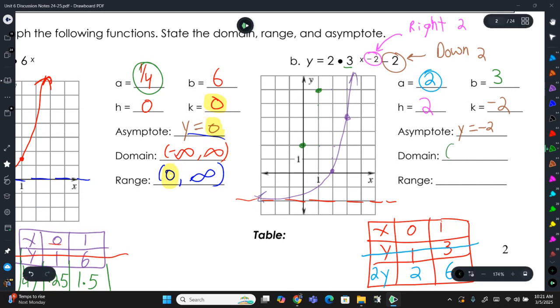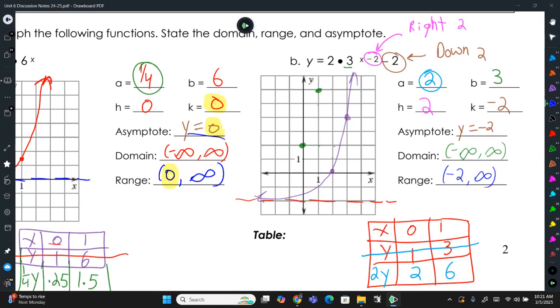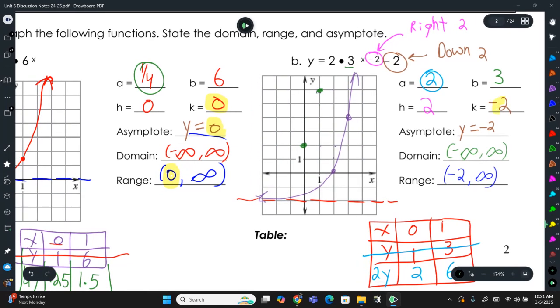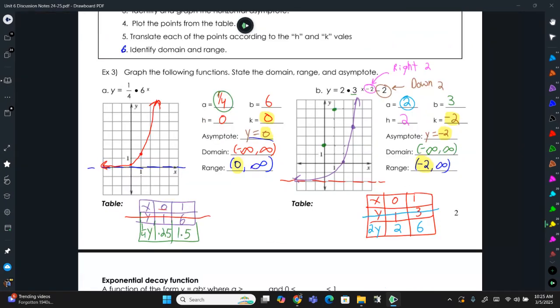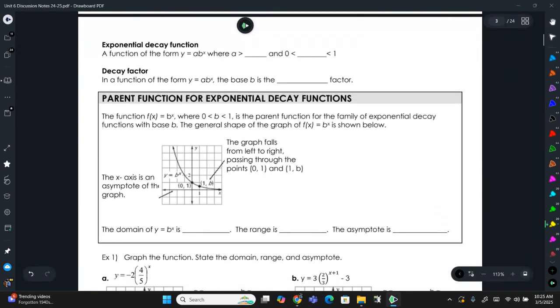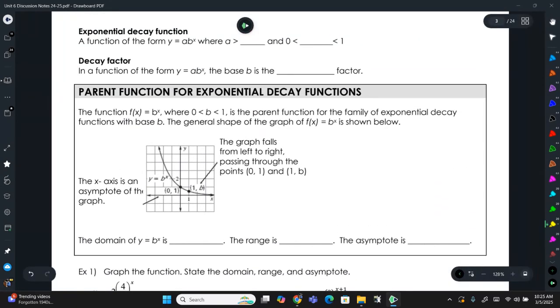The domain is still negative infinity, infinity, and our range is going to be negative 2, infinity, because we shifted everything down 2. And again, our k value, y, and range all align. So then on the next page, we're going to talk about how to graph exponential decay functions.